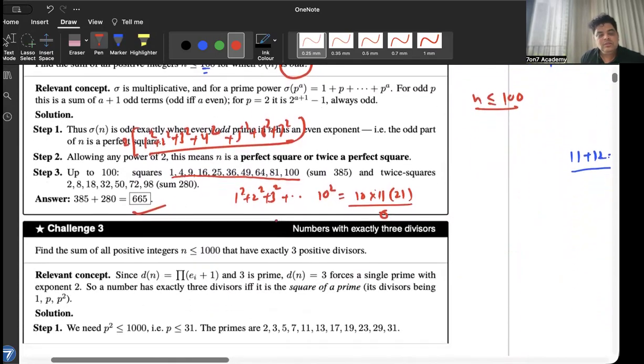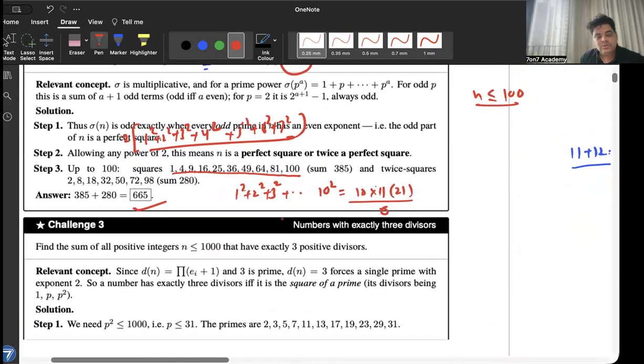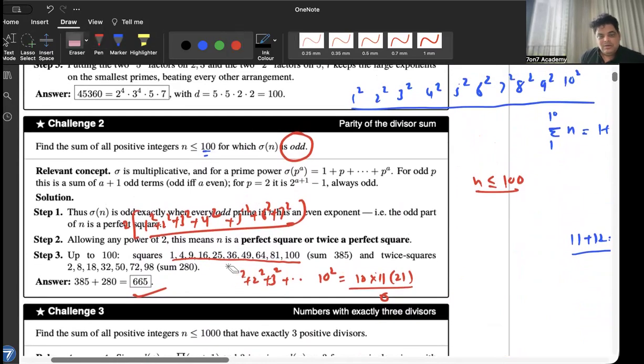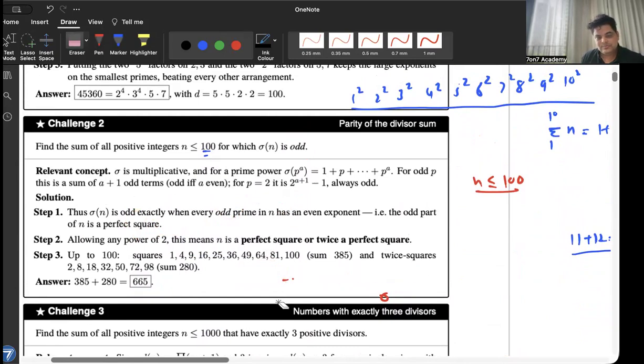Agree. Third question: find the sum of positive integers less than a thousand that have exactly three positive divisors. Now look here. Find the sum of positive integers less than 1000 that have exactly three positive divisors.